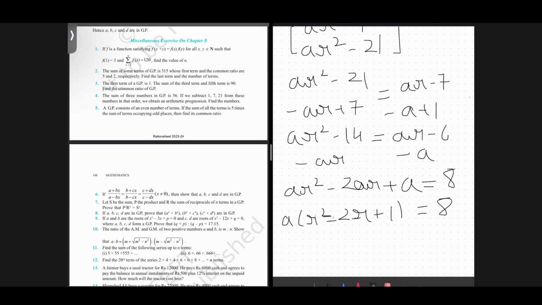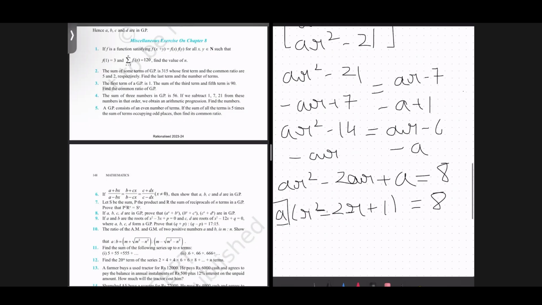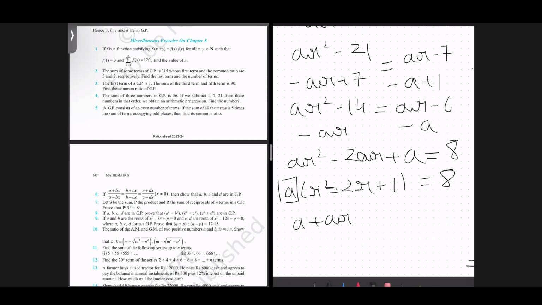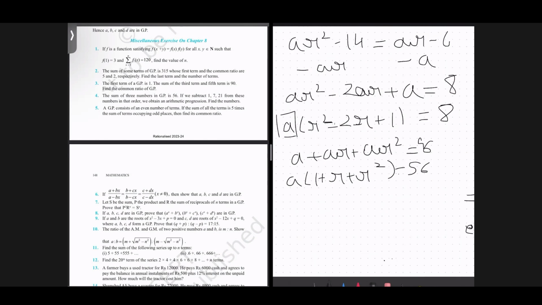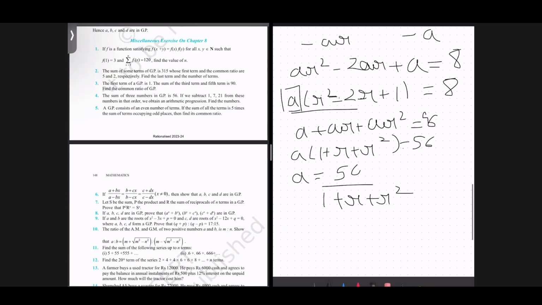Now we have these two terms. Let us try and find out the value of A from the previous equation and plug in that value right here, right? So we have been told that A plus AR plus AR square equals 56, right? Take A out common, so A into 1 plus R plus R square equals 56. What you are left with is A equals 56 upon 1 plus R plus R square.